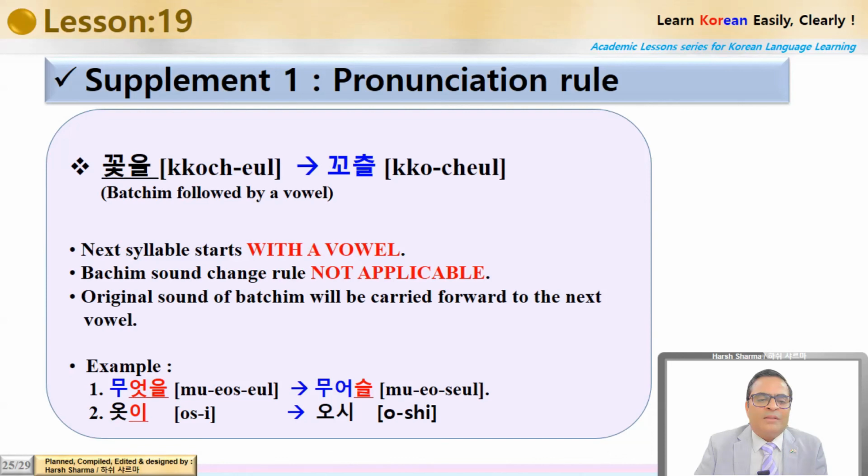When the next syllable starts with a vowel, the pachim sound change rule will not be applicable and the original sound of the pachim will be carried forward to the next vowel. See some more examples. 무엇을 will be pronounced as muosal. Muosal. 옷이 will be pronounced as oshi. Yes. 잘했어요, 여러분.